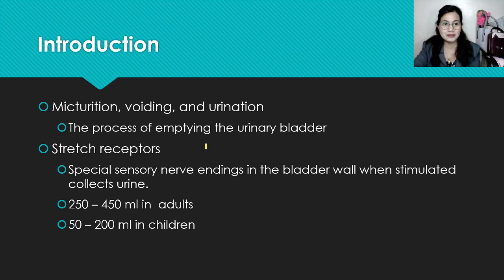We have here some terms, okay? Micturition, voiding, and urination. Again, they are used interchangeably to describe the process of emptying the urinary bladder. And we have here the stretch receptors, okay? These are special sensory nerve endings in the bladder wall that, when stimulated, signal the collection of urine. The normal collected urine among adults is 250 to 450 ml, okay? And 50 to 200 ml in children.